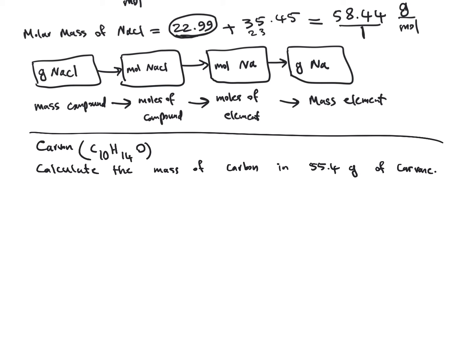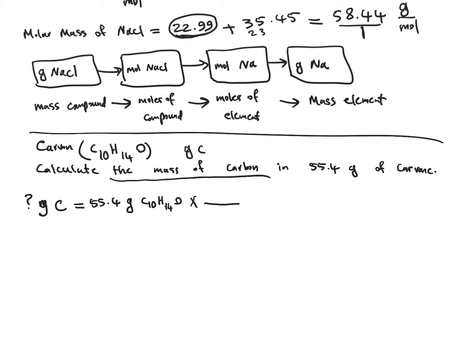So again, anything that you want to find, you just write it first. We want to find how much carbon, so I just write grams of carbon. You want to find the mass of carbon. So how many grams of carbon equals 55.4 grams of C10H14O? If you know the procedure, you know that you cannot just convert grams to themselves. You should convert the grams to moles.